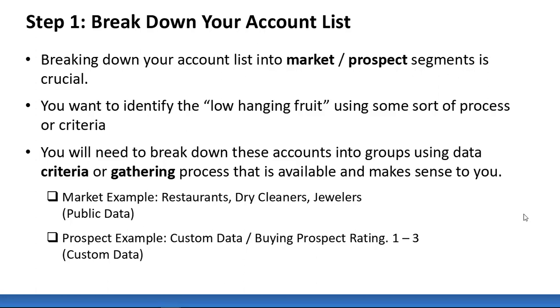For example, you might have certain accounts that are more important if they lie in a certain vertical, like a restaurant, a dry cleaner, or a jeweler, for example. They may be higher priority for whatever you're selling to them.